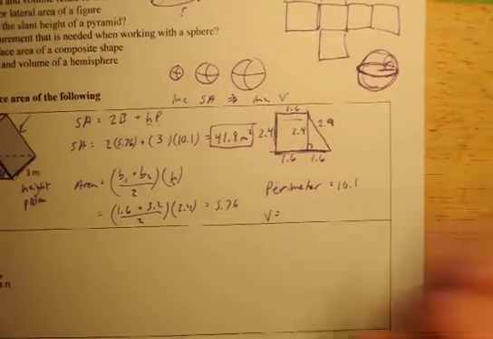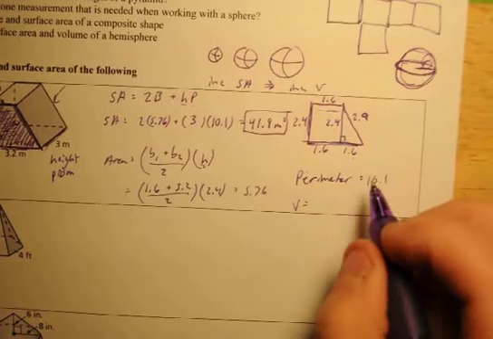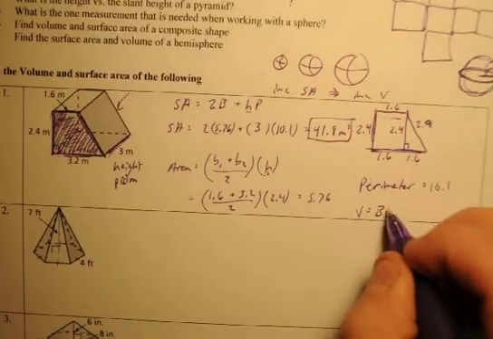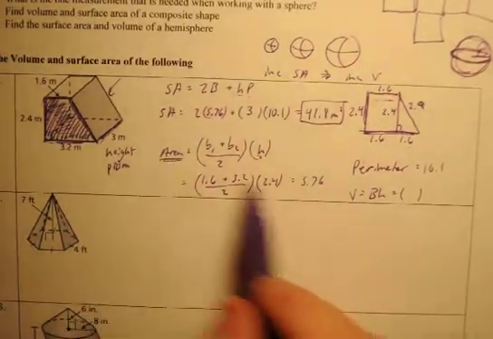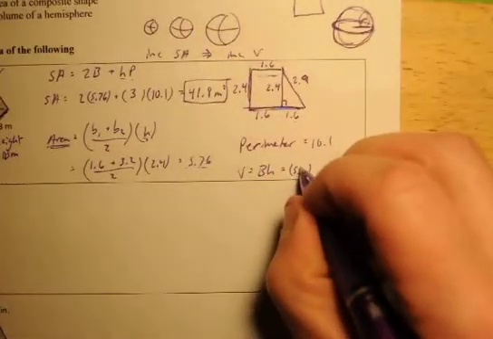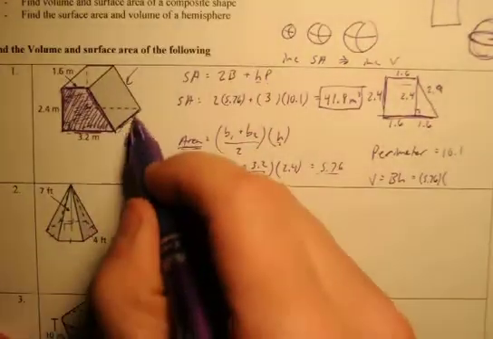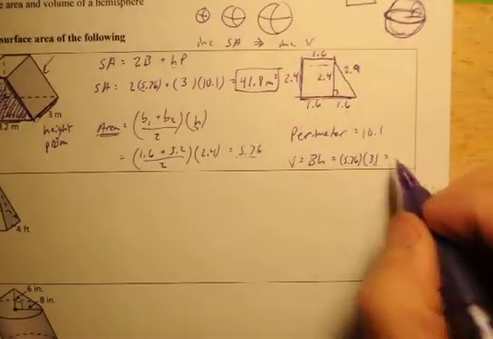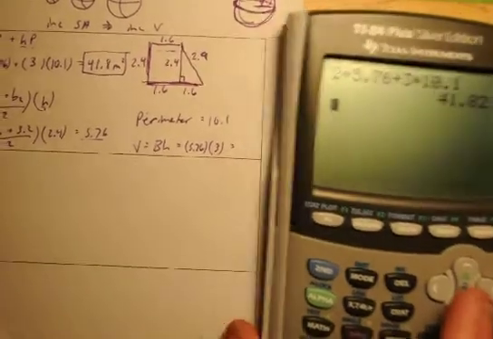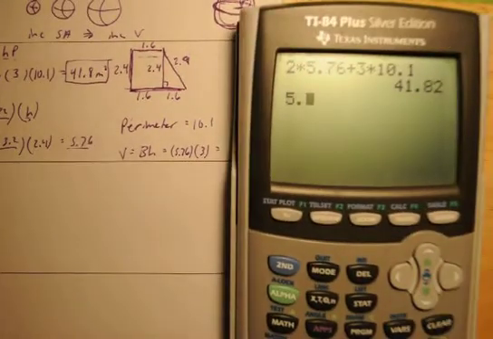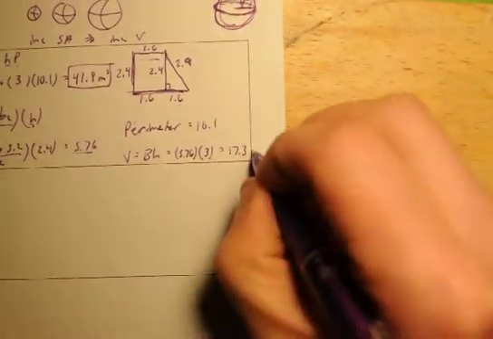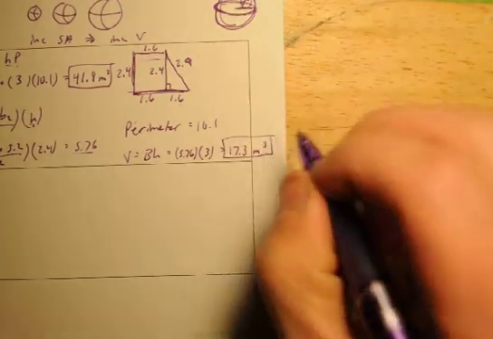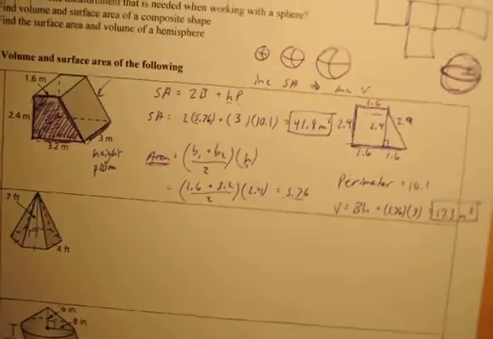Well, the volume is actually easy. The volume of a prism is just base times height. Now, we already know what the base is. The base area is 5.76. And the height of the prism, we already talked about, is 3. So we have to do 5.76 times 3. That was easy. 17.3. We already did all the grunt work for that. 17.3 meters cubed. So like I said, that was a tough problem.